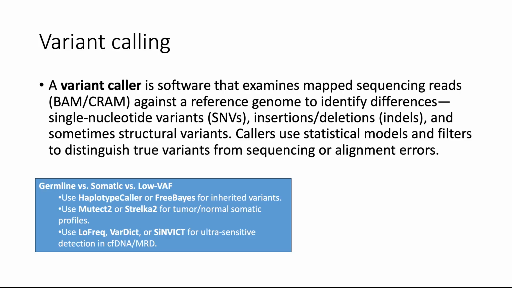These variant callers are using statistical models and filters to distinguish true variants from sequencing or alignment errors. We have multiple tools here, and some of them could be used to compare germline and tumor samples. There are HaplotypeCaller, Pisces, MuTect, LoFreq, VarDict, SINVICT, and so on.